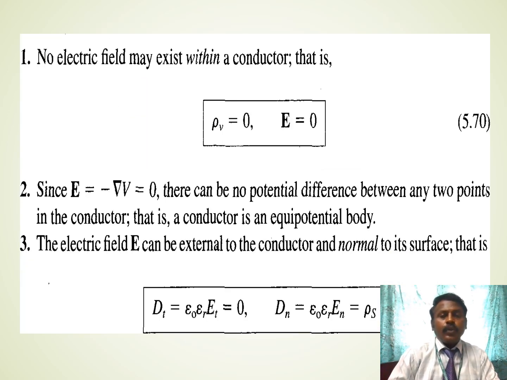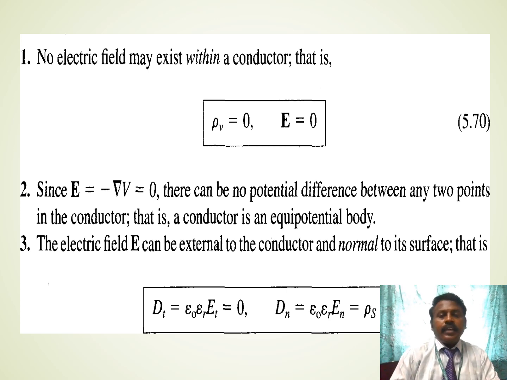Finally we can conclude that no electric field intensity may exist within a conductor. So E equal to 0, rho v equal to 0. The second one: we know that E equal to minus del V. Since E equal to 0, del V is also equal to 0, so there can be no potential difference between any 2 points in the conductor. That is, the conductor is an equipotential body.